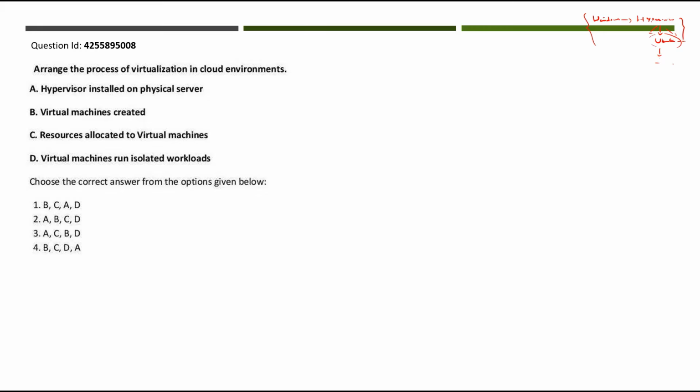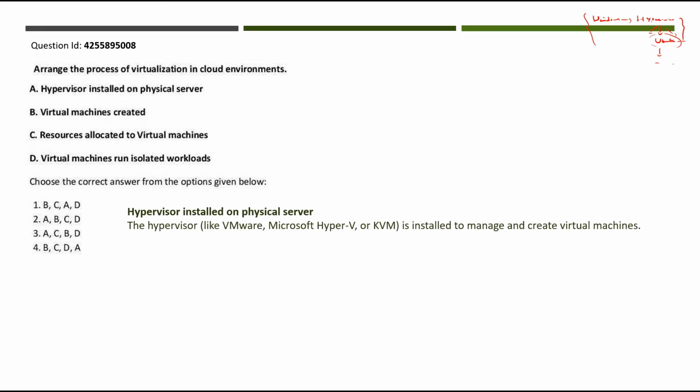So let's start with the first step. Hypervisor is installed on the physical server. Why are they talking about the server here? Because we are in a cloud environment. We are installing the hypervisor in one of the servers and not in our local machine. So the hypervisor step is step A. The hypervisor like VMware, Hyper-V or KVM is installed to manage and create virtual machines.